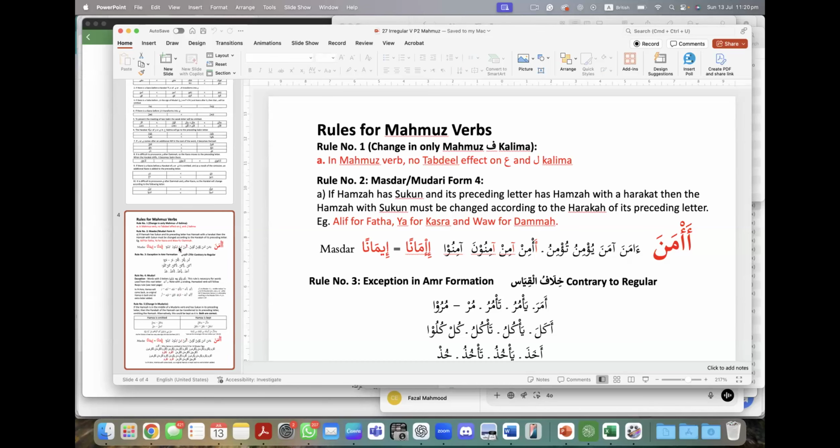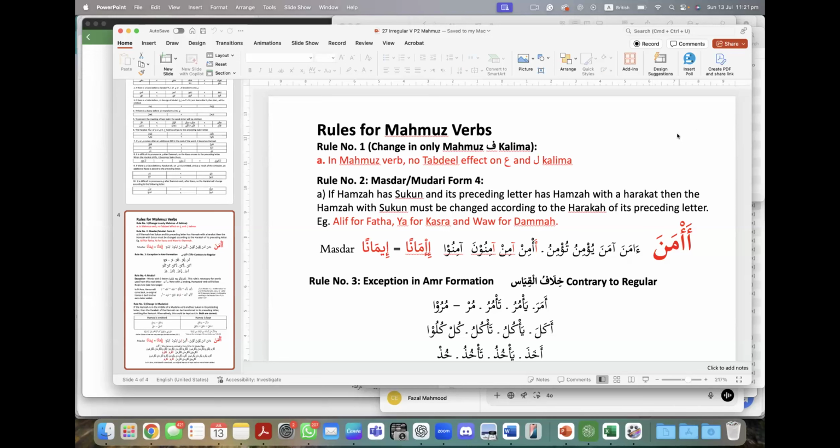How do you identify Mahmuz? Hamza comes as a first radical, second radical, or third radical. An example of a first radical Mahmuz verb is akala. Akala, you remember? Akala, yakulu. The second one is sa'ala, Hamza in the middle. Sa'ala, he asked. Sa'ala, yas'alu.